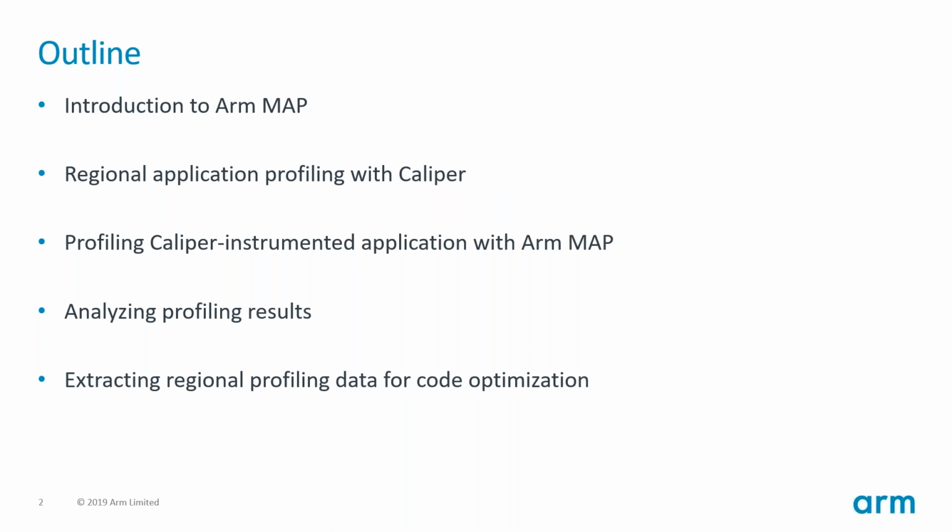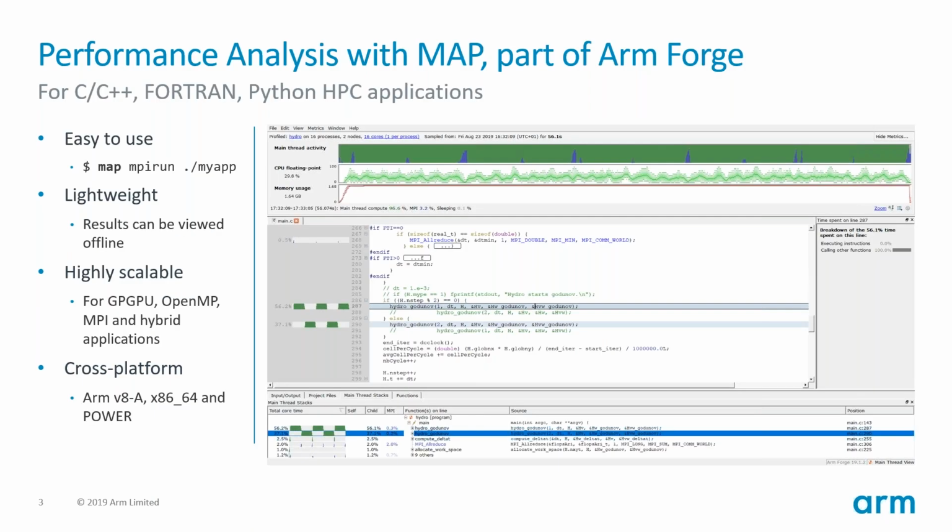Second, I will present what Caliper is, how it is used, and how it adds meaningful information to your profiling results. Finally, I will show and explain how map and Caliper combined can help optimize the performance of an application. So map is part of ARM Forge, which is a development solution for HPC experts.